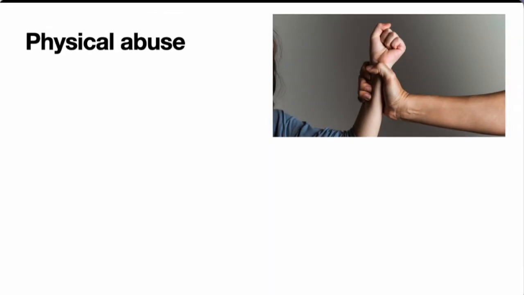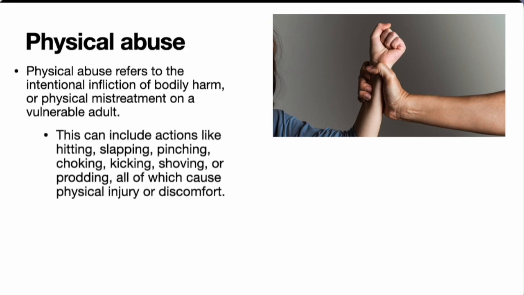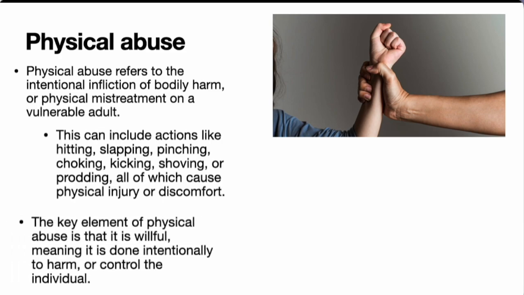Physical abuse. Physical abuse refers to the intentional infliction of bodily harm or physical mistreatment on a vulnerable adult. This can include actions like hitting, slapping, pinching, choking, kicking, shoving, or prodding, all of which cause physical injury or discomfort. The key element of physical abuse is that it is willful, meaning it is done intentionally to harm or control the individual.